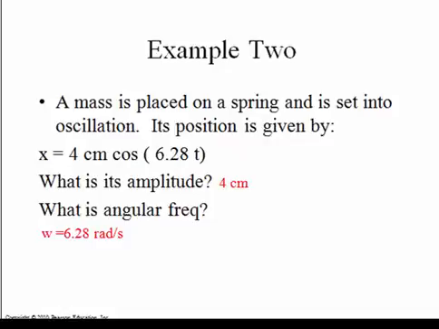A mass placed on a spring is set into oscillation. Its position is given by x equals 4 centimeters cosine of 6.28 t. What is its amplitude? This is read easily from the function: 4 centimeters.